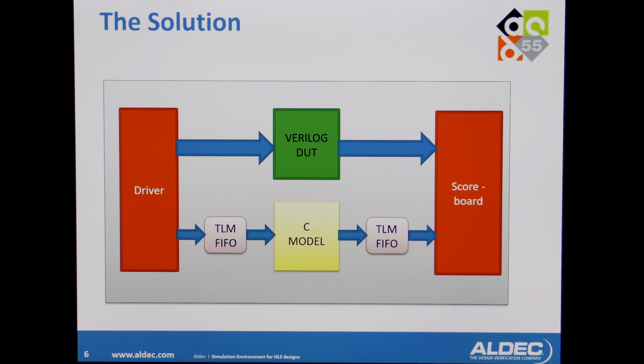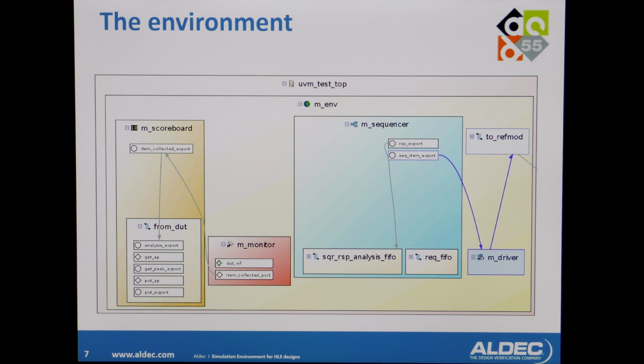So here's the solution. In this particular demo, we will be comparing Verilog DUT results with the C model results. We are sending the same stimulus to both models and getting the results back out, and then checking them in the UVM environment to make sure they are both the same. This is how the UVM environment looks inside Riviera-PRO's UVM graph. So let's jump into the demo and see how this looks in Riviera-PRO.